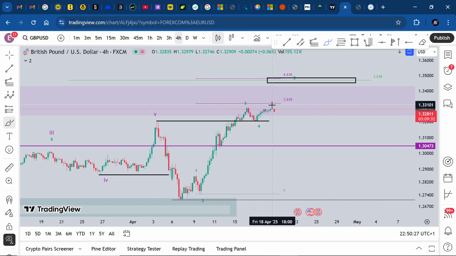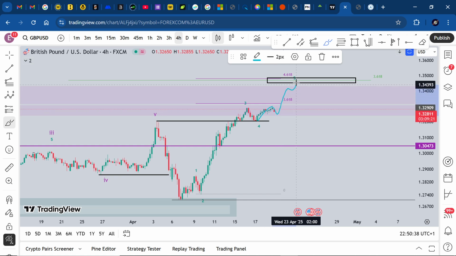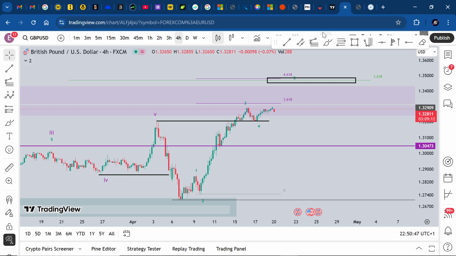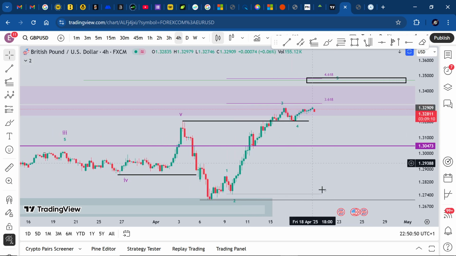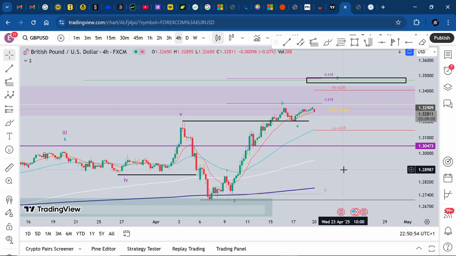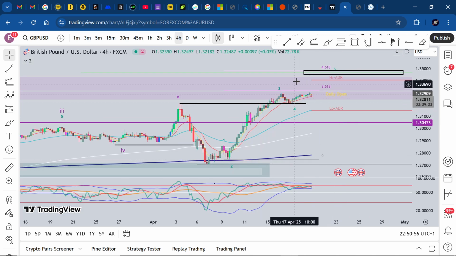Or maybe, just maybe, this could be 1, 2, 3, 4, 5, and then we start to come down. Yeah, not too clear. I mean, I've got the rough outline here. I can see the level we're at. I can see that we're into 4 5s right now, but I couldn't tell you how many.